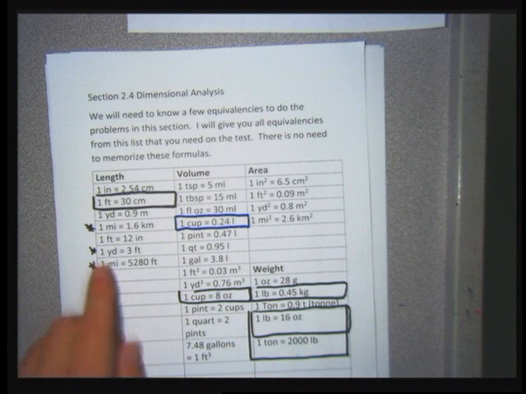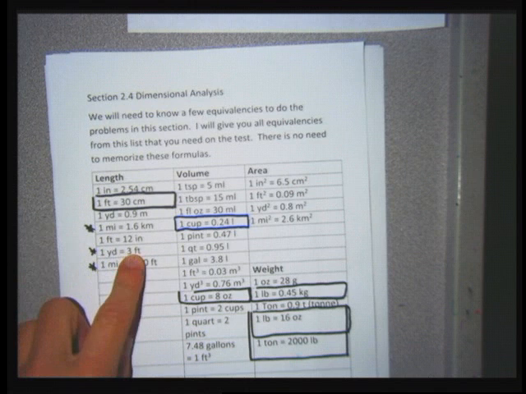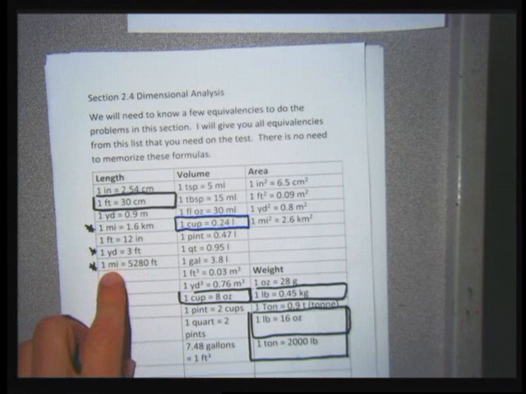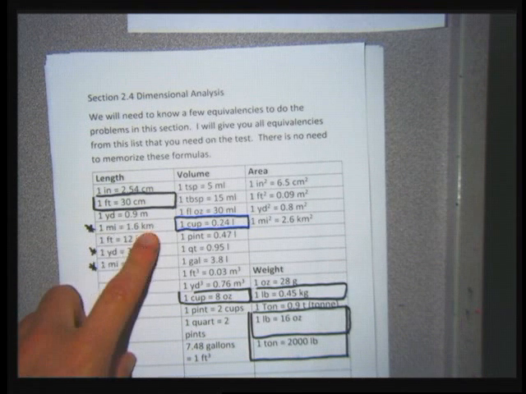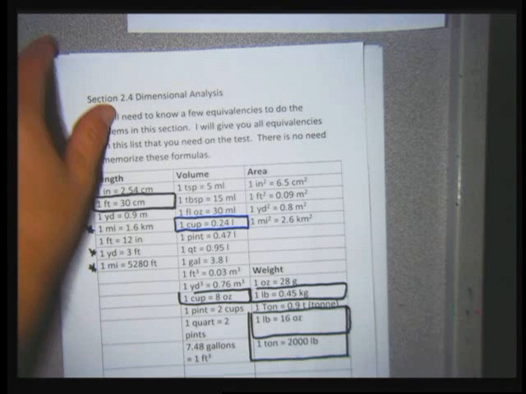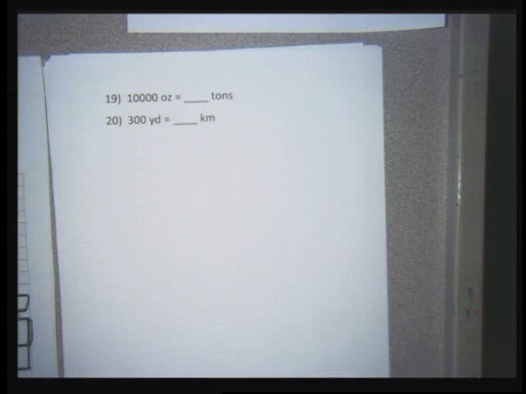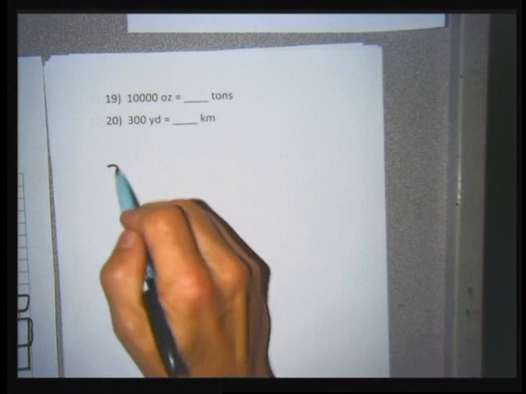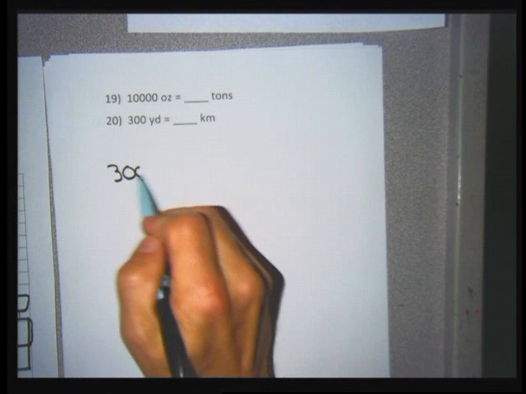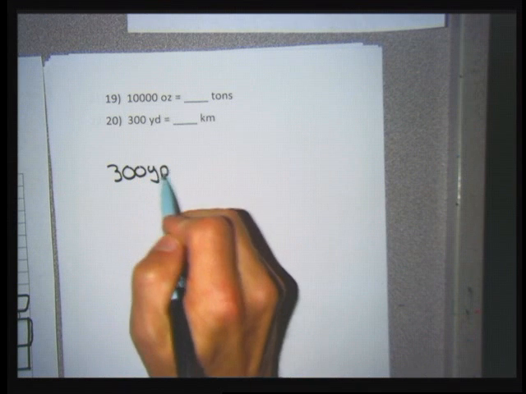My first unit's going to get me from yards to feet. My second unit's going to get me from feet to miles. My third unit's going to get me from miles to kilometers. So you can have 10 units in some of these problems. So let me get the units mapped out for problem 20. There are going to be 3 fractions.